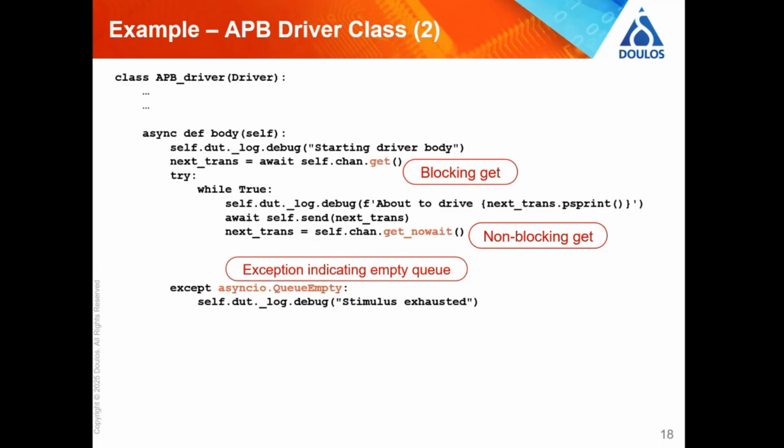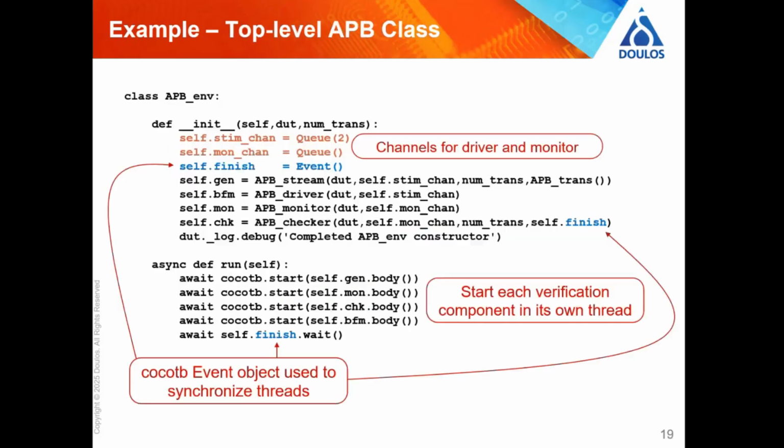And we can also then do a get from the queue that generated the stimulus transactions. Again, that's the Cocotb queue class being used there. And we can do both non-blocking and blocking gets as we need to. And happily, we can also do the synchronization of everything together.